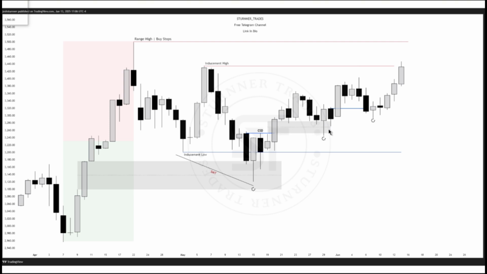And notice how price retraced back and respected this bullish fair value gap. Also, this other block, and then we got a run into the buy side after that. And actually, this is the long setup I framed this week, right from here up to this inducement high.